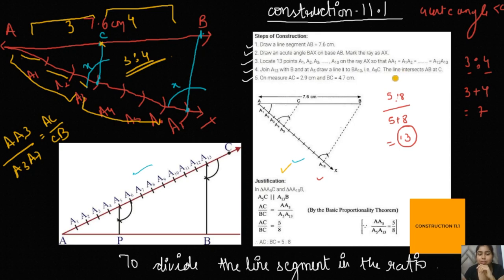You just have to draw the line segment of whatever length is given, then draw an acute angle. Whatever ratio is given in the question, just add the ratio and draw that many arcs on that particular acute angle ray. You have to draw equal arcs in such a way that the distance between each arc remains the same. Then just join the last arc with B. Then whatever is given, like 3:4, you take A3, draw the parallel line and cut it at a certain point, say C or P, anything you can take.